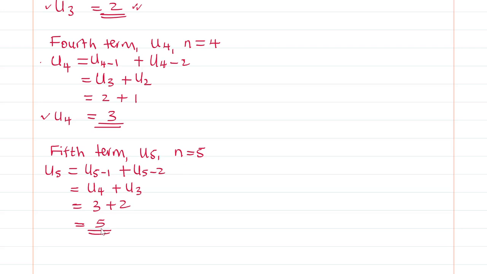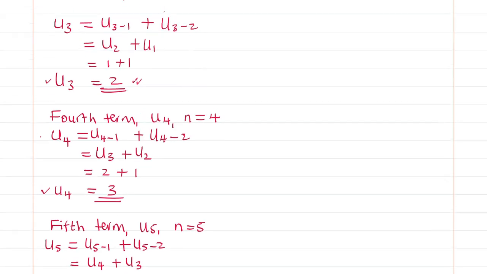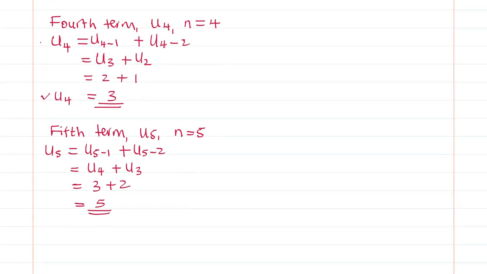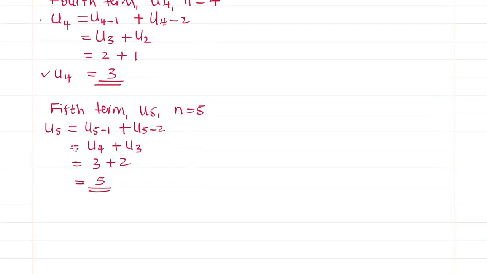And our fourth term is 5. I'm saying fourth term, this is the fifth term rather. Our fifth term is 5. So our U5 is 5. And when we come here to how I did it, it was 5. How? 2 plus 3.